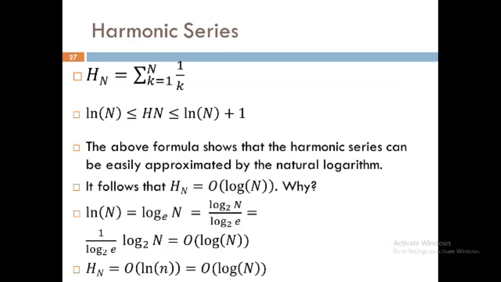Now we are moving towards the harmonic series. So h of n is equal to the summation of k equals 1 to n of 1 upon k. So log of n is less than or equal to h of n, which is less than or equal to log of n plus 1. The above formula shows that the harmonic series can be easily approximated by the natural logarithm.